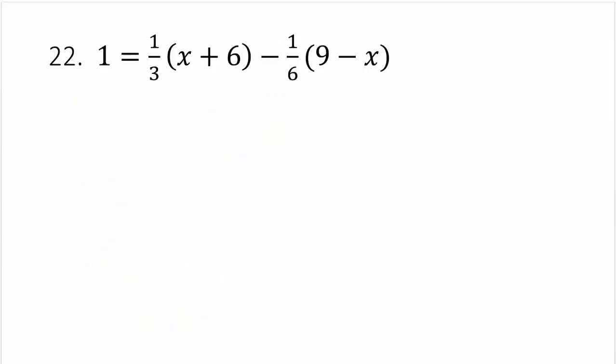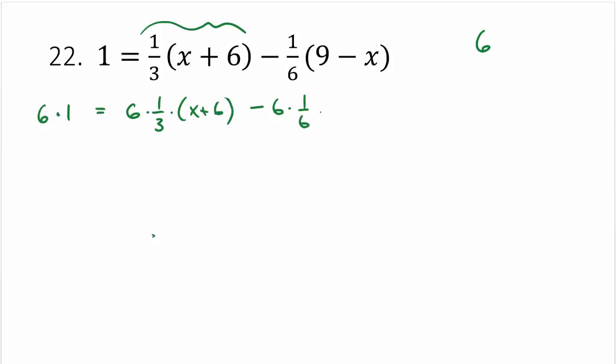All right, this one, I don't recommend distributing first. So what I would do here is, again, I need the LCD, 3 and 6. The LCD of 3 and 6 is 6. So I'm going to multiply each term by 6. And keep in mind, before you distribute, treat this entire thing as one term. So I have 6 times 1 equals 6 times 1/3 times (x plus 6) minus 6 times 1/6 times (9 minus x). And now simplify each one.